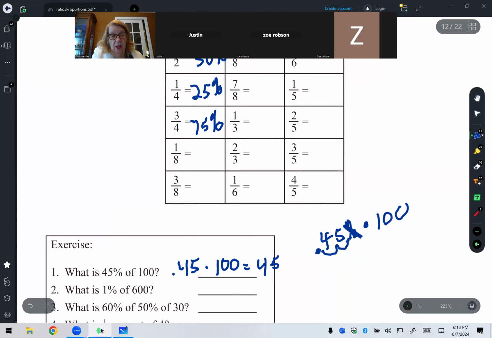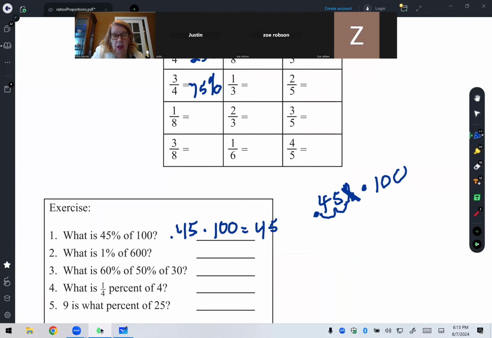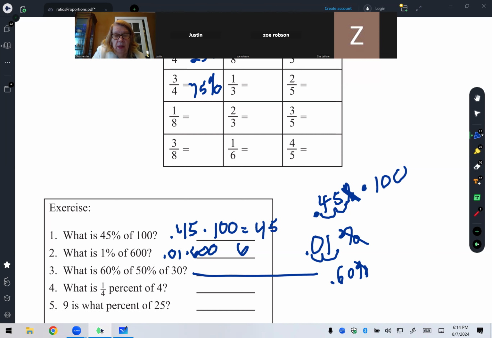I know we're starting easy. So 1%, I drop the percent and I make a little dot. So it'll be 0.01 times 600, which would be 6. If I had multiple percents, I would do 0.60 times 0.50 times 30. And that would give me 9.